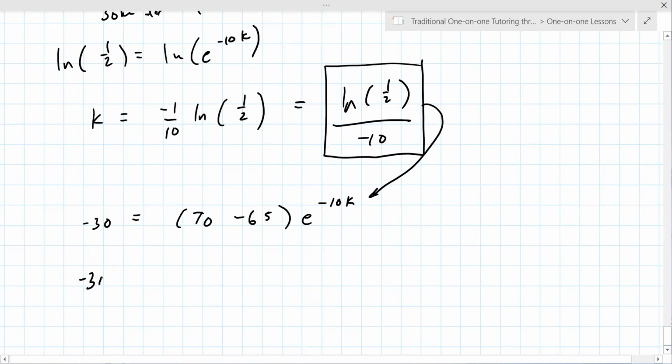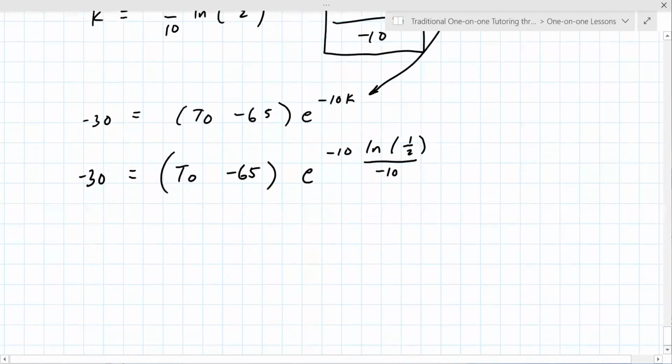So you have minus 30 equals T0 minus 65 e to the minus 10 times natural log of 1/2 over negative 10. Oh my goodness. Looks bad, but it actually works out okay. These negative tens cancel. And then it's 1/2 because the e and the ln cancel. So it just becomes 1/2.